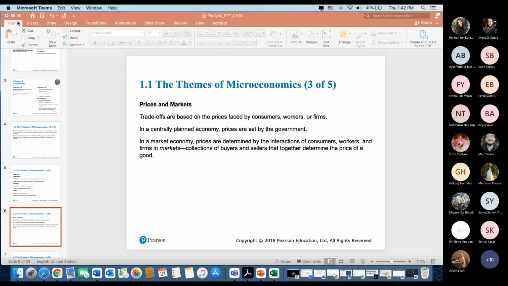And the market economy, it's like the market economy that we are all in. Prices are determined by the interactions of consumers, workers, and the firms in the market. The market is the collection of buyers and sellers that together determine the price of goods.